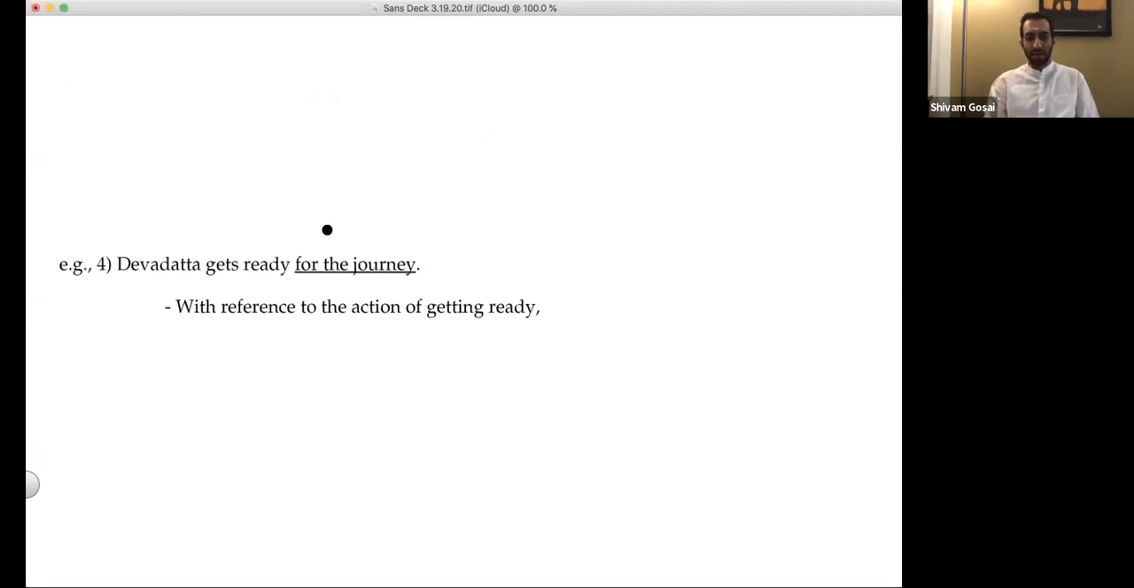Now this last one, you don't need to type in the chat. Since we seem to be getting it right, Devadatta gets ready for the journey. With reference to the action of getting ready, Devadatta is the karta. And here we don't have a karma. We don't need all of the karakas. He's getting ready for what? He's getting ready for the journey.